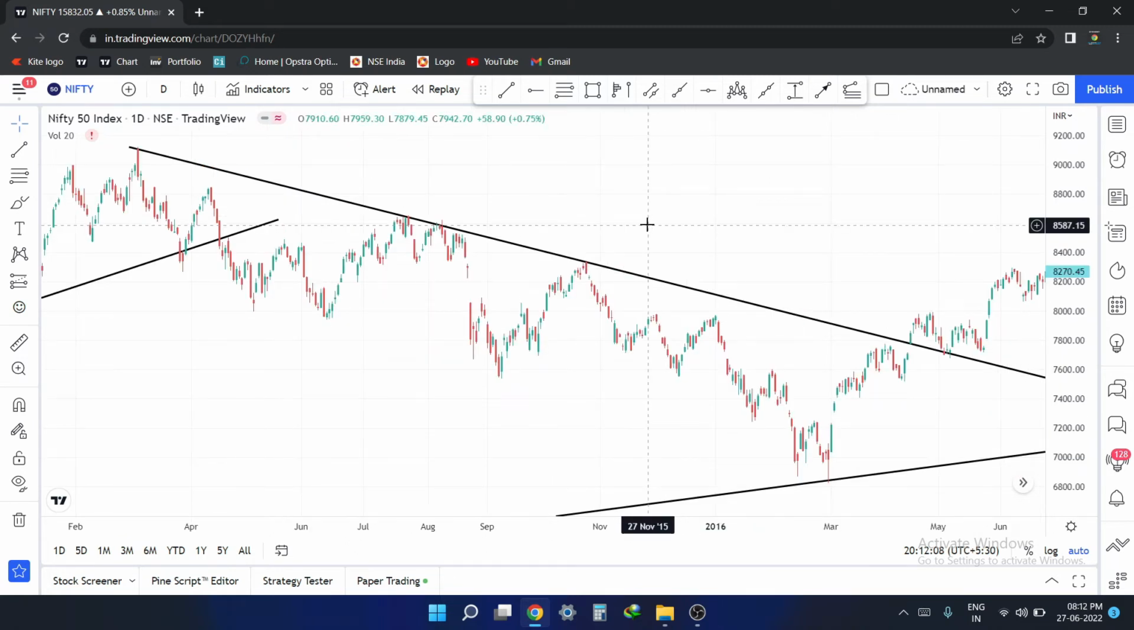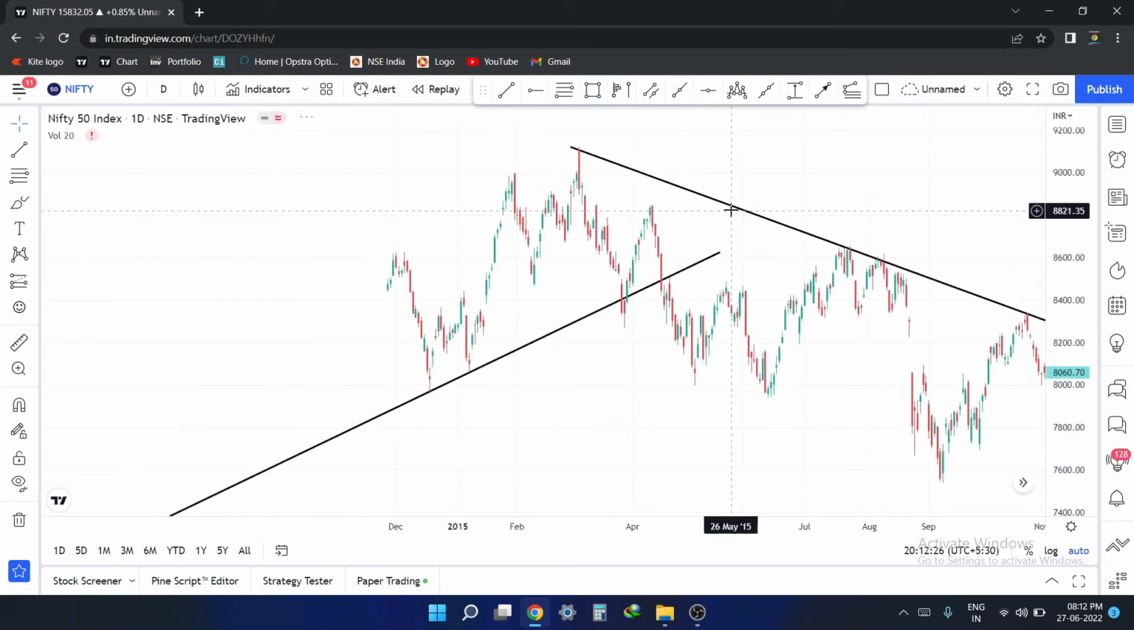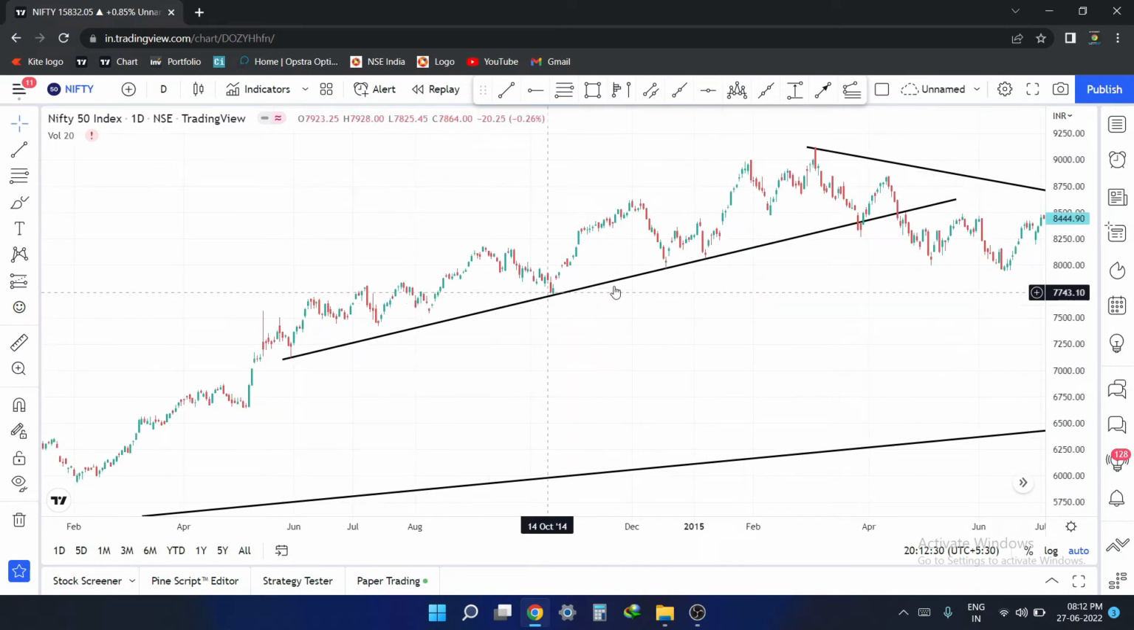See, this is also almost like a 45-degree trend line. Here both price and time are in balance, so you have to consider it in your setup while trading it. A 45-degree trend line works best. And let me show another example. This is not a 45-degree trend line.